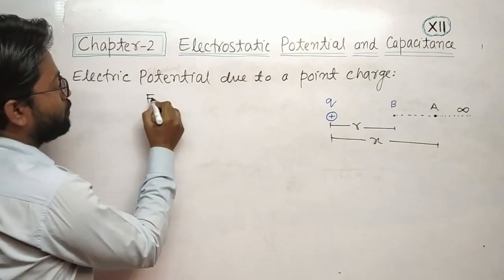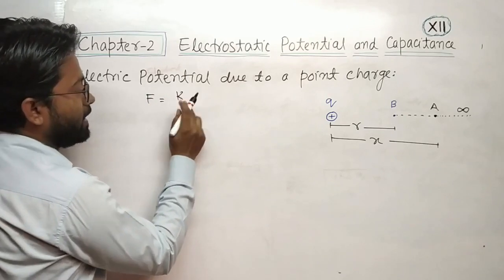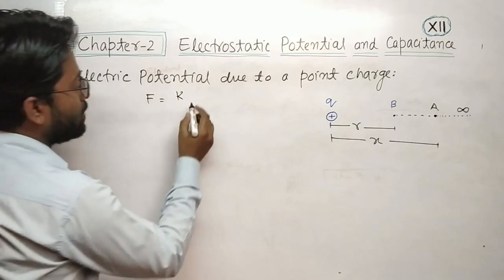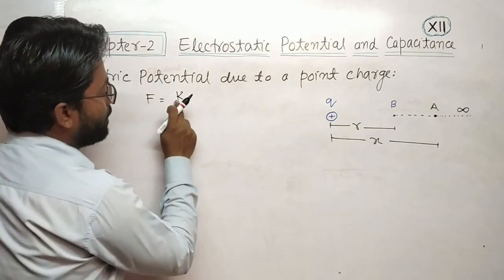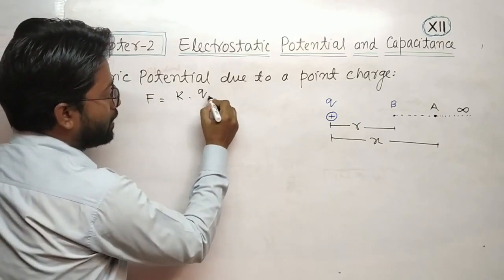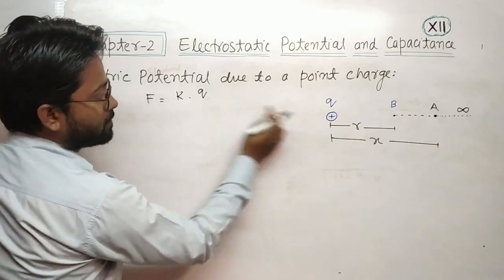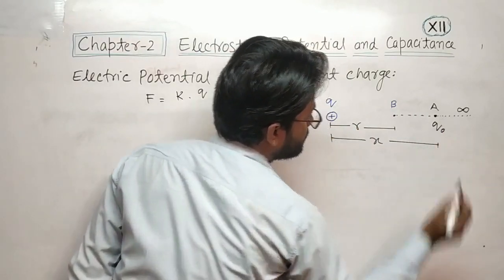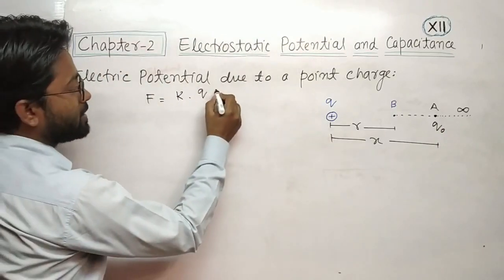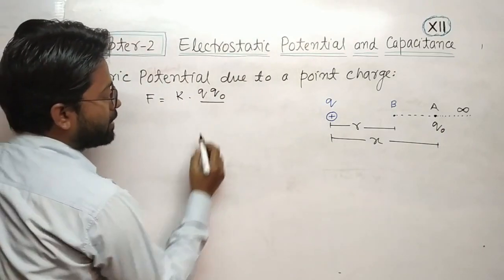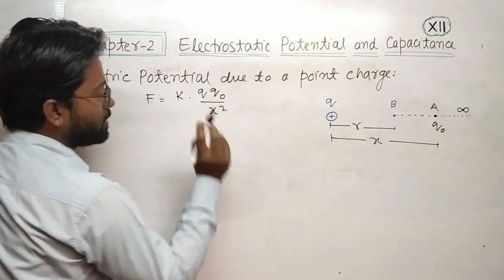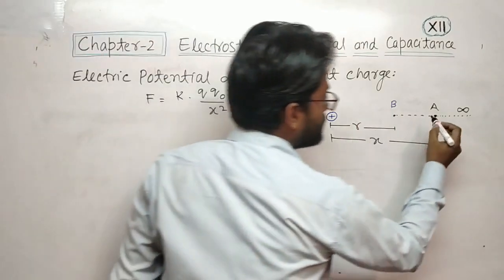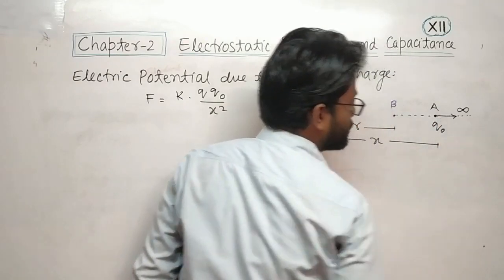Force will be equal to K, where K is 1 by 4 pi epsilon naught, times Q1 and Q2. This charge is Q naught, the test charge. So the force is K Q Q naught upon x square. This is the electrostatic force in this direction.